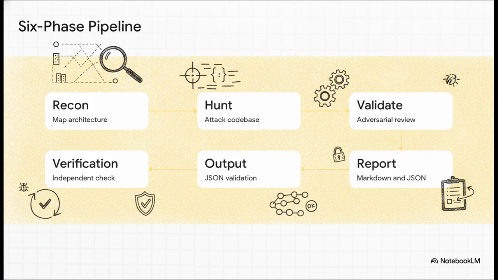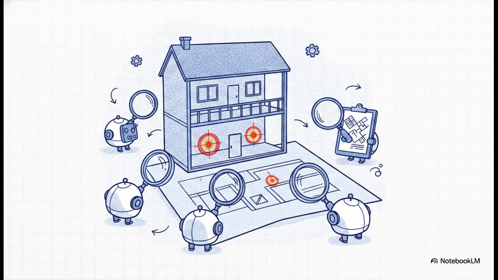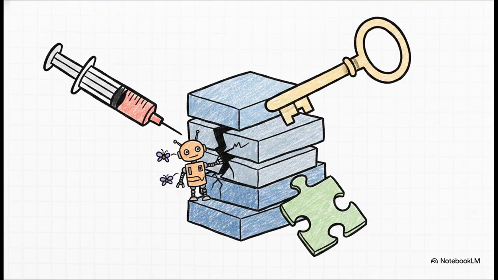Let's break these phases down. Phase 1 is reconnaissance. Before any hacking even begins, parallel research agents are deployed to map out the application's architecture. They identify trust boundaries, they map all of the input surfaces. Essentially, they're mapping out all the doors and windows of your application. And this foundational research gets compiled into a document called architecture.md, which acts as the master map for the upcoming attack. With that map in hand, we enter Phase 2, the hunt.